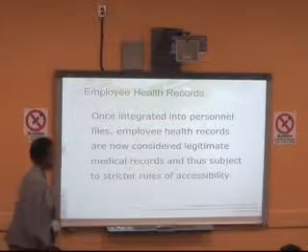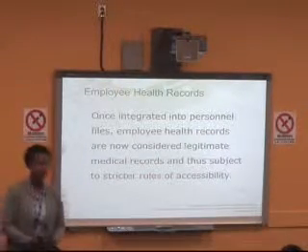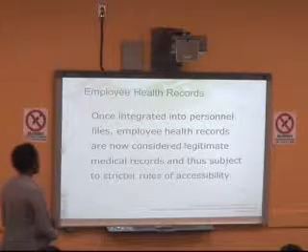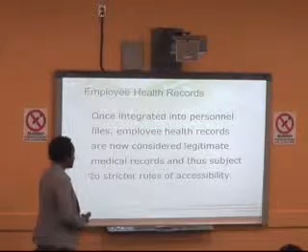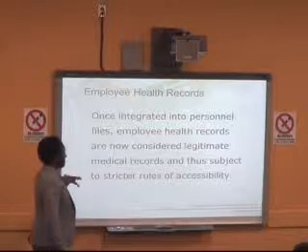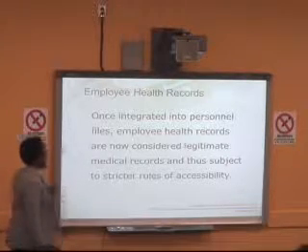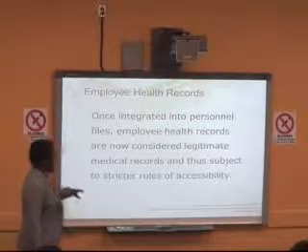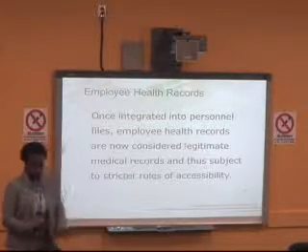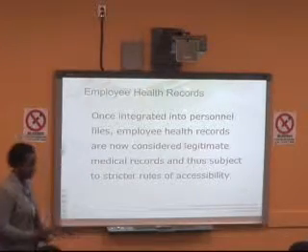Health records are often also within your personal file at your organization. Health records are now considered legitimate medical records, so they are subject to rules that are a little bit stricter, just because of how the laws are.